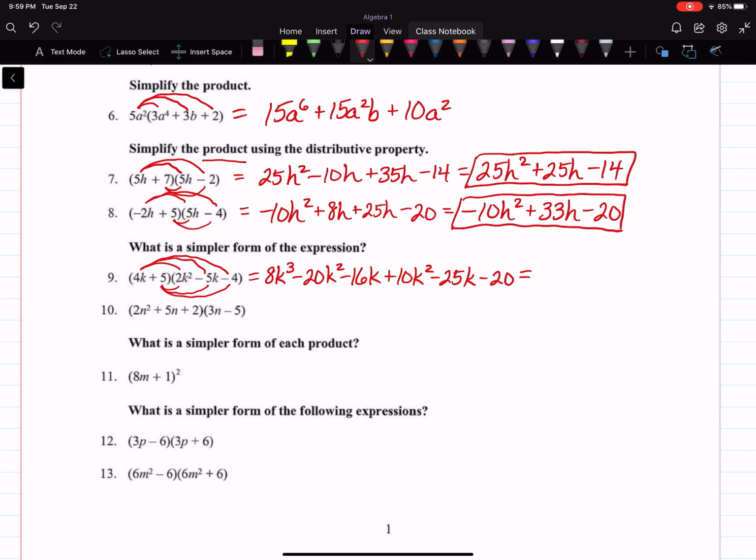And then again we add our like terms. So 8k to the third, there aren't any other k to the third, so it comes first. We have negative 20k squared and positive 10k squared, which would be negative 10k squared. Negative 16k minus 25k is negative 41k. And we only have a negative 20, so you just put that on the end there. So that is your final answer.